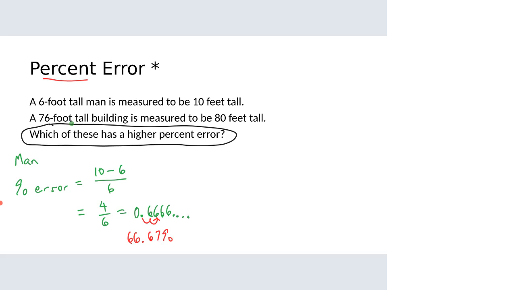And what we're finding with the percent error here and comparing these two is which one is less accurate, which one's off by more. That's what we're trying to find here. And percent error is how we'll make that determination. Which one's off by more? Which one's less accurate? The higher the percent error means the less accurate the measurement is.